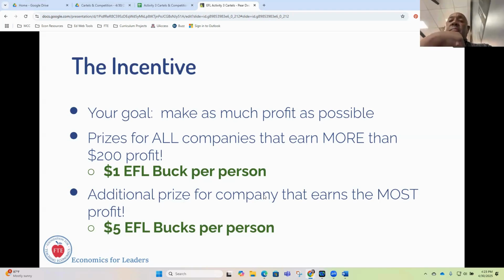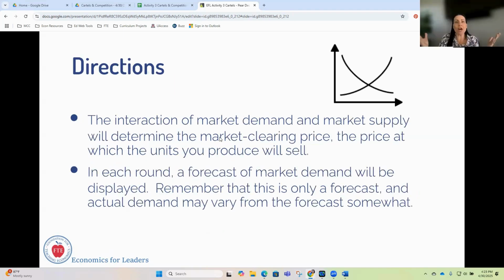Okay. Good. So we know as economics teachers or whatever it is that you're teaching, you've probably heard about supply and demand. When you're running this activity with your students, hopefully they would at least have that foundation, or they would understand that prices come from markets. The interaction of producers and consumers in the market, and prices emerge from those interactions. And so in every round, I will give you a forecast of market demand, but you're going to have to come up with your own forecast of market supply.